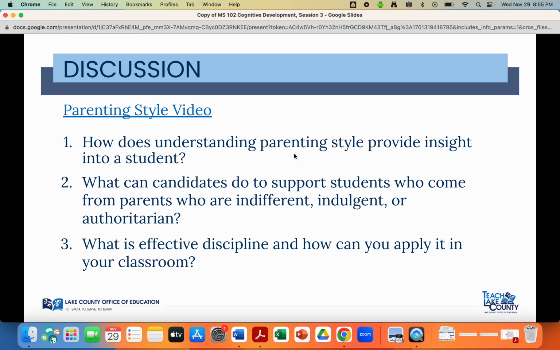I myself think of a student I currently have inside my classroom who has a hard time putting away his cell phone or turning it in. And I've actually had multiple calls with the parent in regards to having the cell phone possibly stay home. And guess what shows up at school every day? A cell phone. So I kind of think of the indulgent family parenting style there and how that provides insight for myself. But I've definitely seen other styles as well, authoritarian and indifferent, of course.